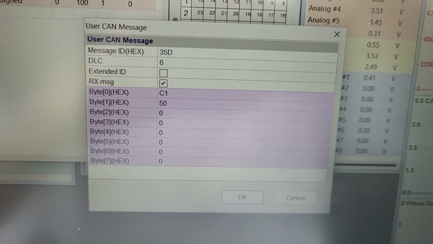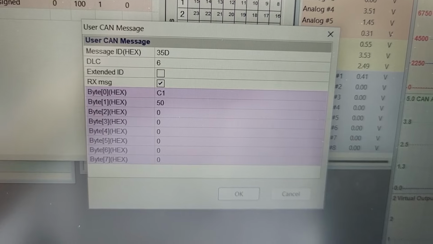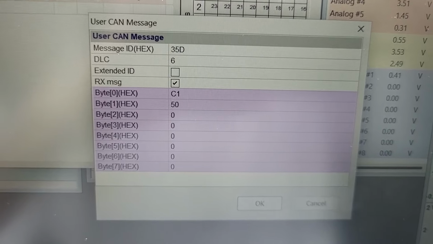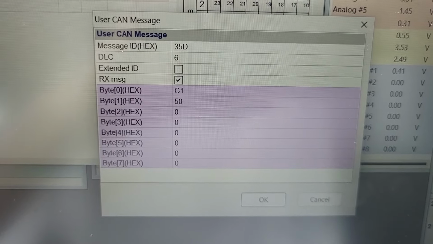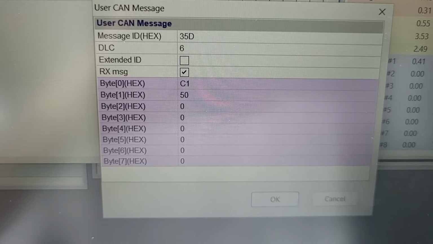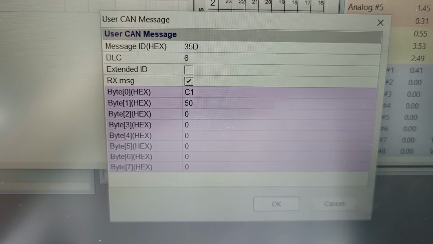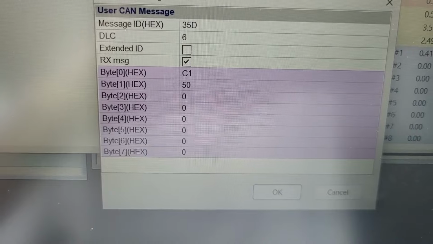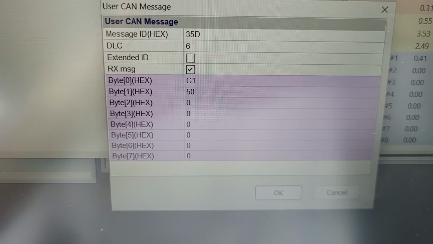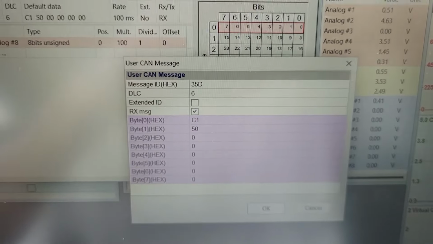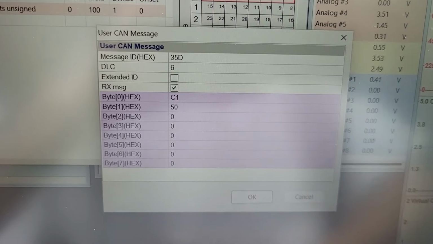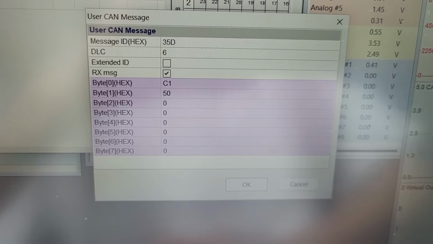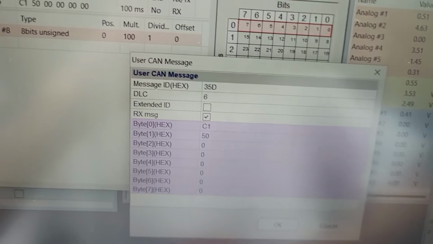We already know the message ID. We've sniffed that out. The DLC was 6. It is a receive message. What are we expecting to see in this message? What's going to make us happy? Well, byte 0, we're looking for C1, aren't we? That message has a 50 next to it, and the rest were zeros. So we put that data there into the CAN message, and then we find the mouse.